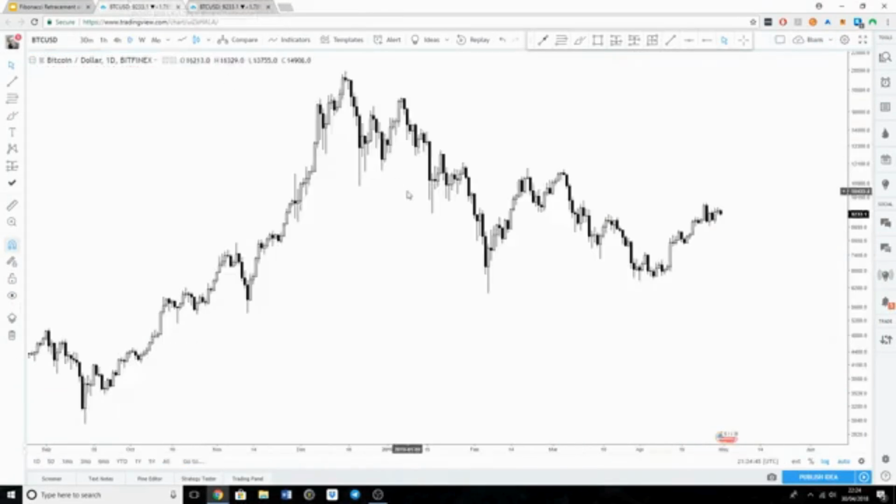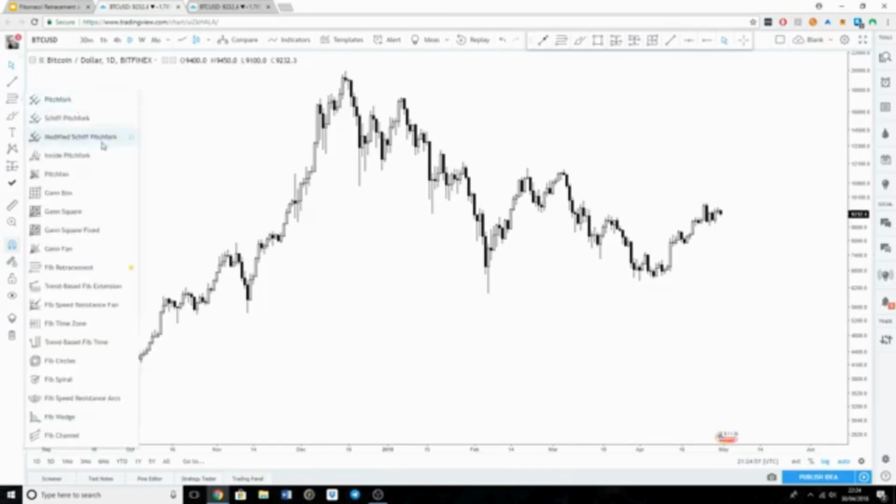Right, so this is TradingView, and if you'd like the Fibonacci retracement tool, it is the third button or tool down on the left-hand side. You click on the arrow, and it should be about halfway down, Fib retracement. I recommend putting a star next to it for your favorites, and for easy access.